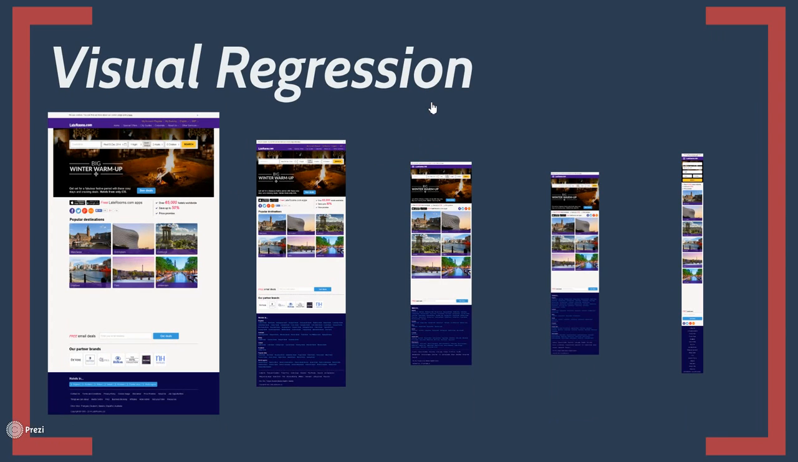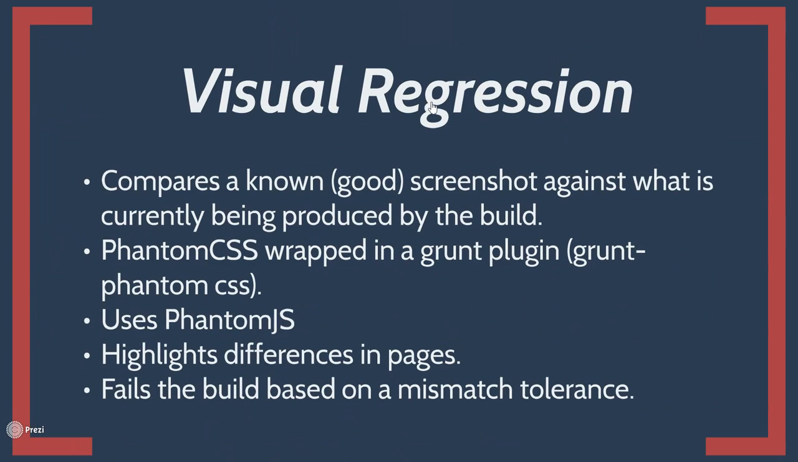So that's our 5 breakpoints. Going all the way from the small mobile all the way up, you can see how the pages change. And a little change in just a little bit of CSS could make one of those pages look totally horrible on a different device. So what it does is compare a known good screenshot against what is currently being produced by the build. It uses a tool called PhantomCSS, which itself is wrapped in a Grunt plugin, which goes back to a bit we'll talk about before we invest in.